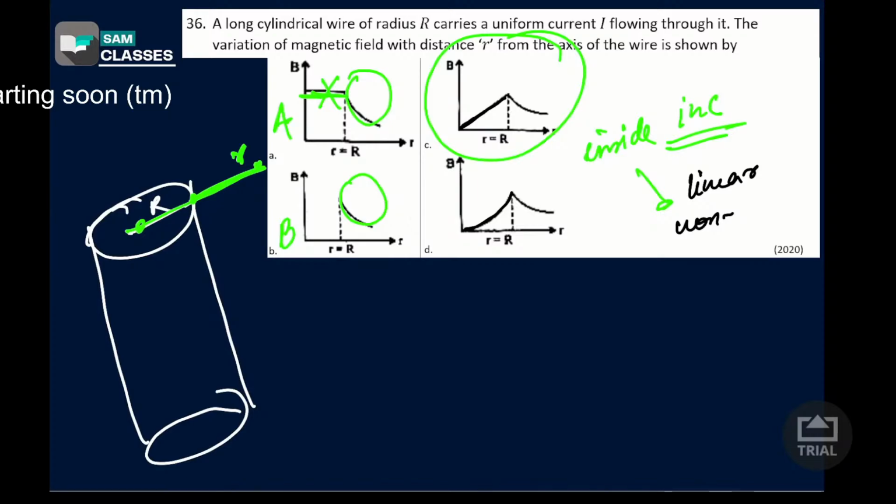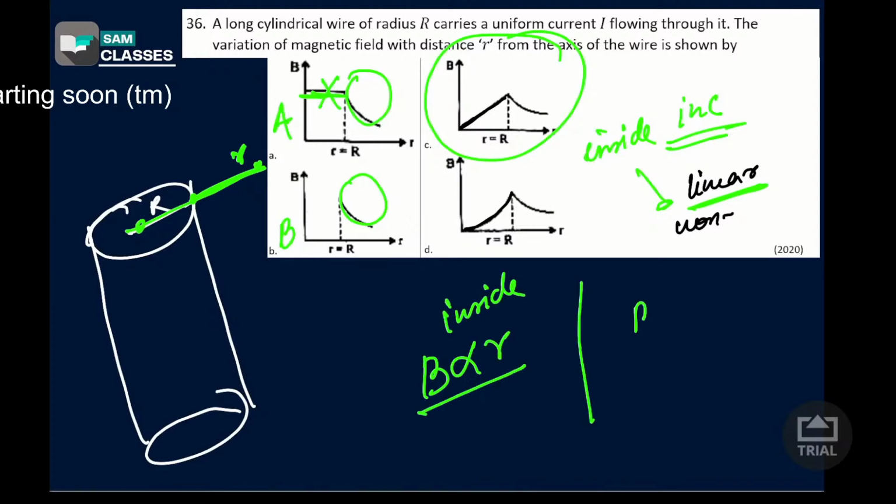Yes, no, everybody? It is linear. Inside, it is directly proportional to R, and outside it is inversely proportional to R. Clear everyone? Let me see, everybody got it now? Inside it will be directly proportional, outside it will be inversely proportional. Clear? So the answer will be C. Let's see the next one.